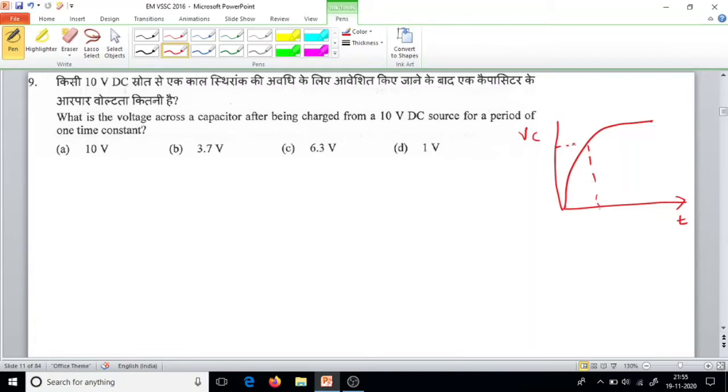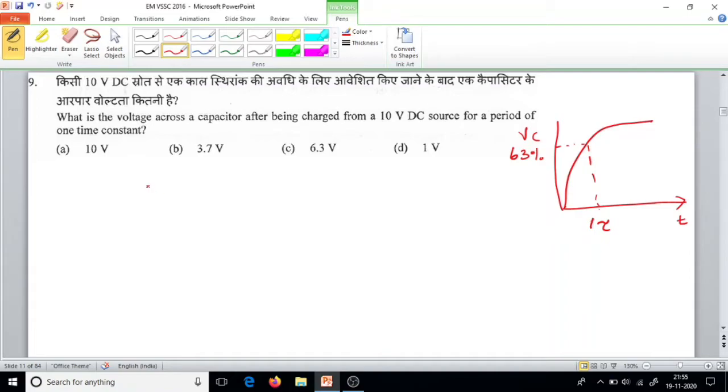So after 63% of the maximum charge of the capacitor, if you take the maximum charging of the capacitor, whatever the source voltage or battery can supply to the capacitor, that we take as the maximum. 63% of that value is one time constant. This is called 1 tau. At 1 tau, the capacitor charges to 63% of the value.